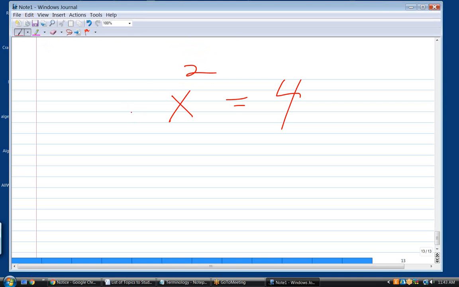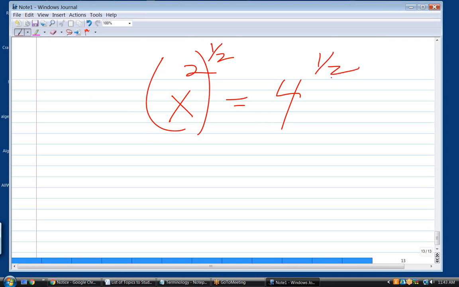So I'm going to take the square root of it, but I don't really want to show it to you like that because now you're going to give me the wrong answer on the right. So let's not do it that way. Let's take the square root of it by doing this.